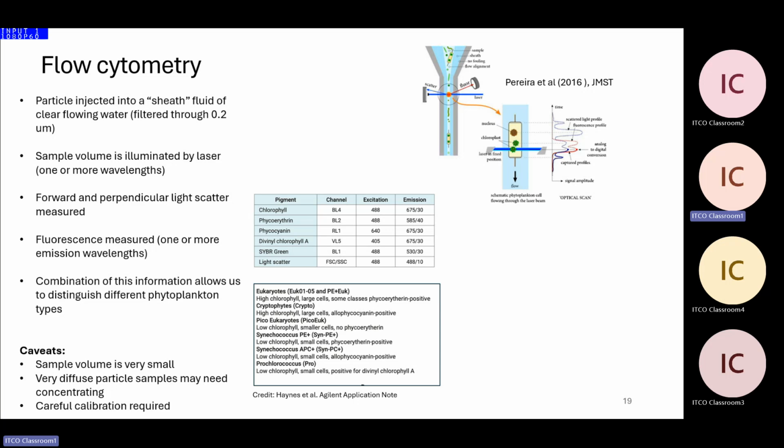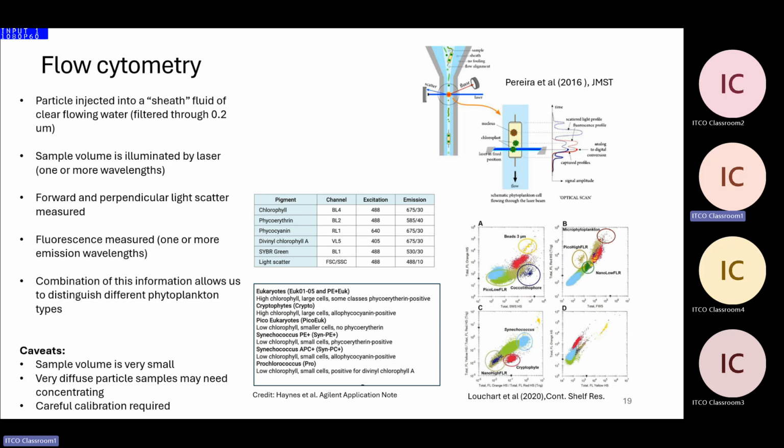It goes through a very tiny flow cell, and it gets illuminated by lasers. And you can look at forward scattering, side scattering, and then fluorescence at different wavelengths. Essentially from that, you can start classifying your plankton samples into different groups. And you get these things called cytograms, I think they're called cytograms. You get these scatter plots, and you can start seeing the different groups falling apart.